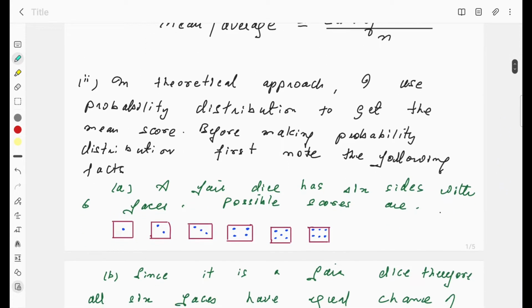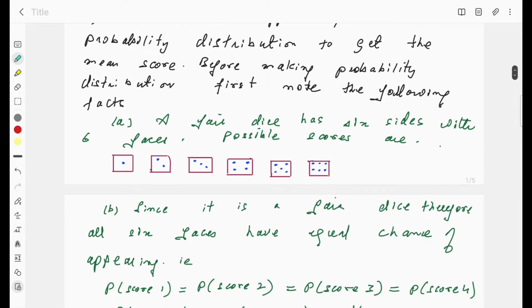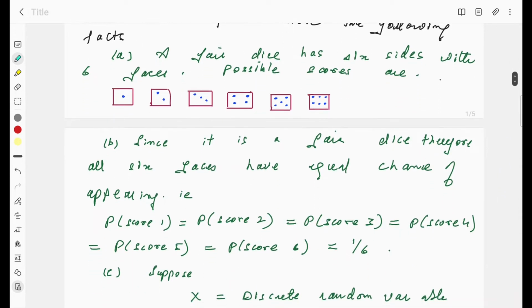In the theoretical approach, there is no need to do the experiment, but for that I have to make a probability distribution table. Before making the table, consider the following facts. A fair dice has 6 faces or 6 sides, and the numbers 1, 2, 3, 4, 5, 6 are the possible scores. Since it's a fair dice, it is unbiased, so each face has an equal chance of appearing.